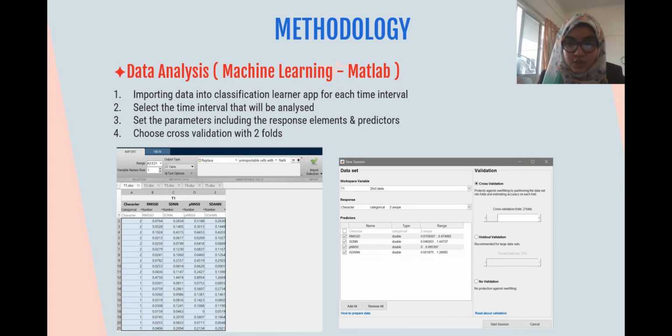For the second stage of our simulation, the data analysis was carried out using machine learning in MATLAB. The classification learner app was used, where the extracted data were imported for the 5 different time intervals. At a time, the specific time interval that needed to be analyzed was selected, and the parameters including response elements and predictors were set. Finally, cross-validation was chosen using 2 folds.